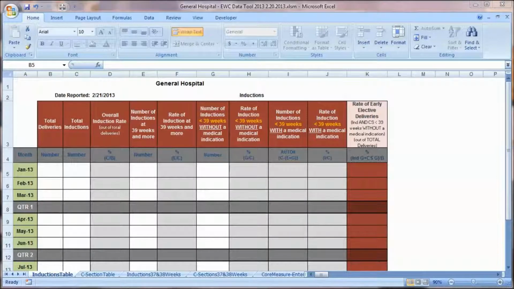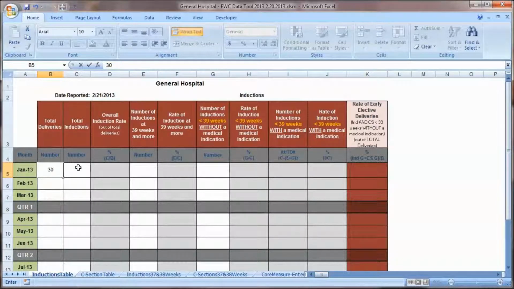As we move through the tool, we will be using the sample hospital, General Hospital, and a delivery log for January of 2013. In January, General Hospital experienced a total of 30 deliveries. When completing total deliveries for your hospital, keep in mind that a delivery of twins counts as one delivery.